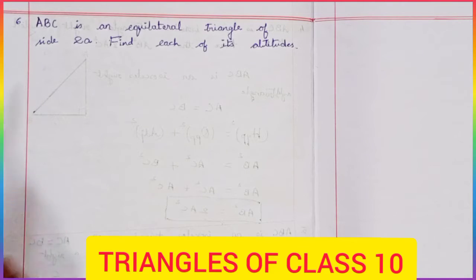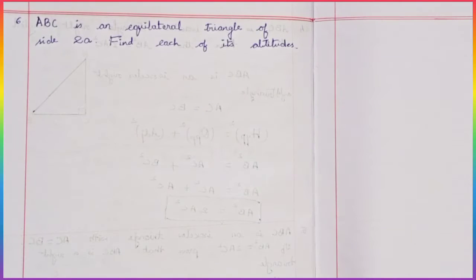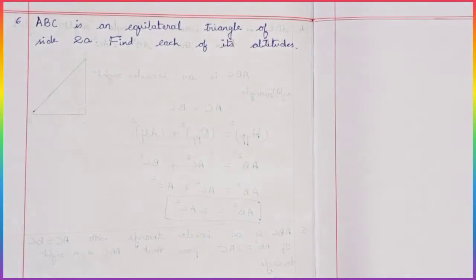So they are saying that there is a triangle by name called ABC. That triangle is an equilateral triangle. We know that equilateral triangle means the triangle which is having all the sides equal. And they have given the side measurement as 2A. And we need to find out the altitude, that is a perpendicular line drawn from the top vertex to the base, or we can also call it the height of the triangle. So we will draw an equilateral triangle, then we will solve this particular problem.